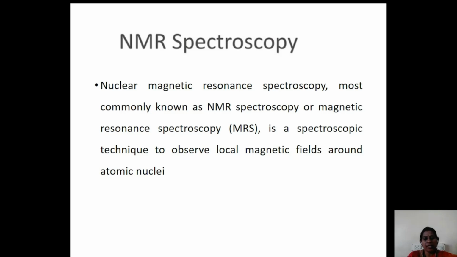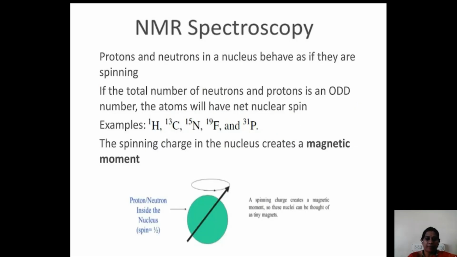So it's nuclear magnetic resonance spectroscopy, most commonly known as NMR spectroscopy or magnetic resonance spectroscopy. It is a spectroscopic technique to observe local magnetic fields around atomic nuclei.